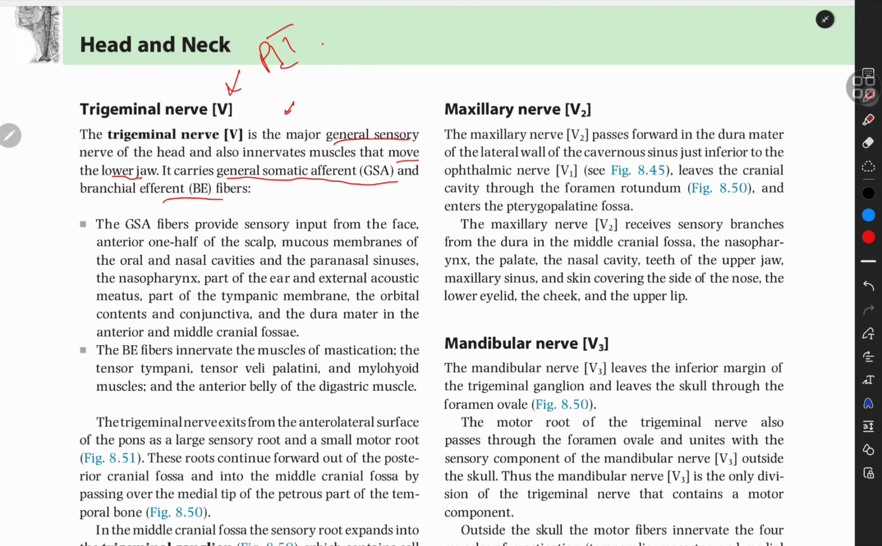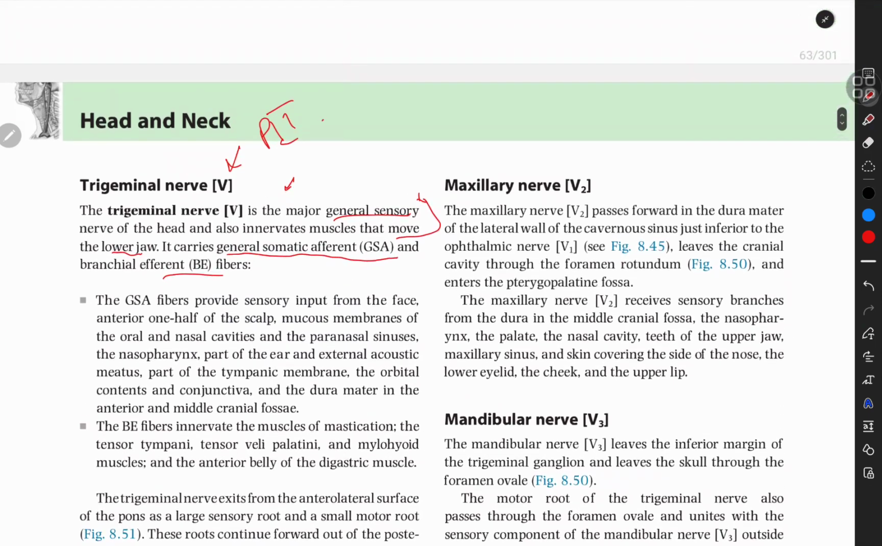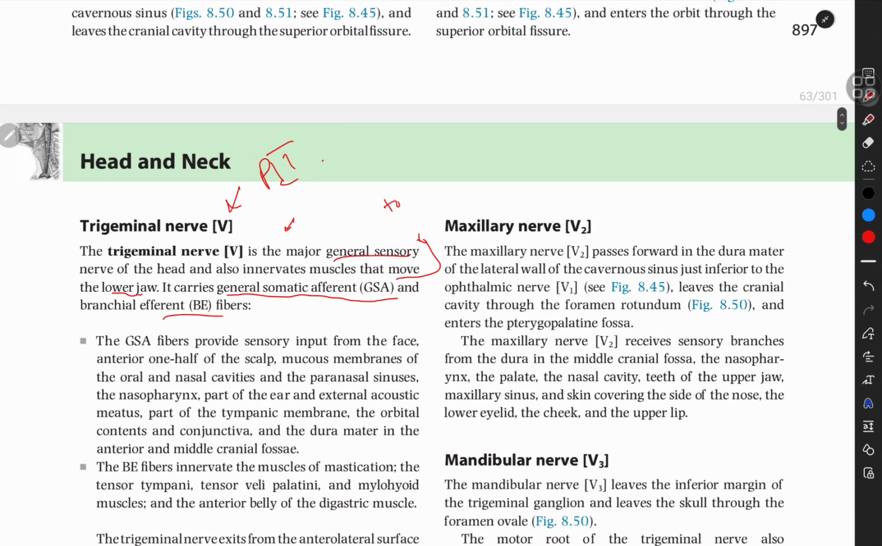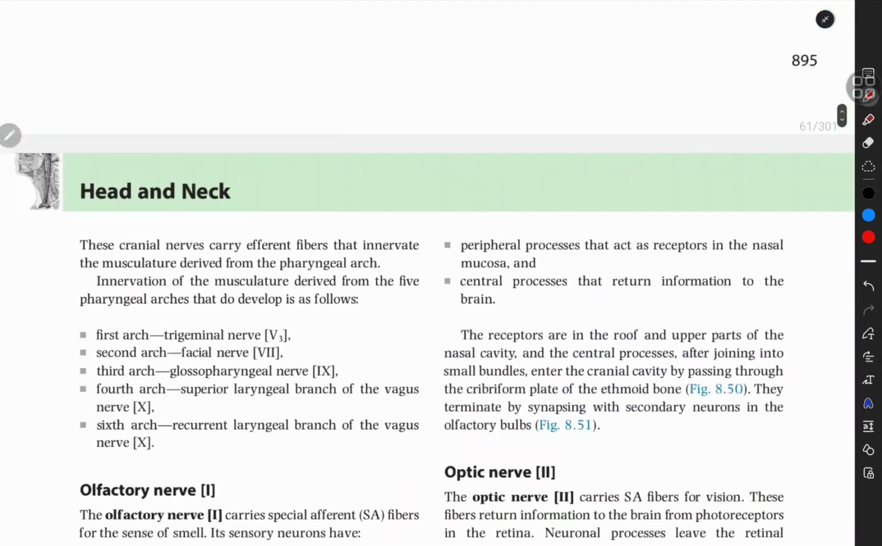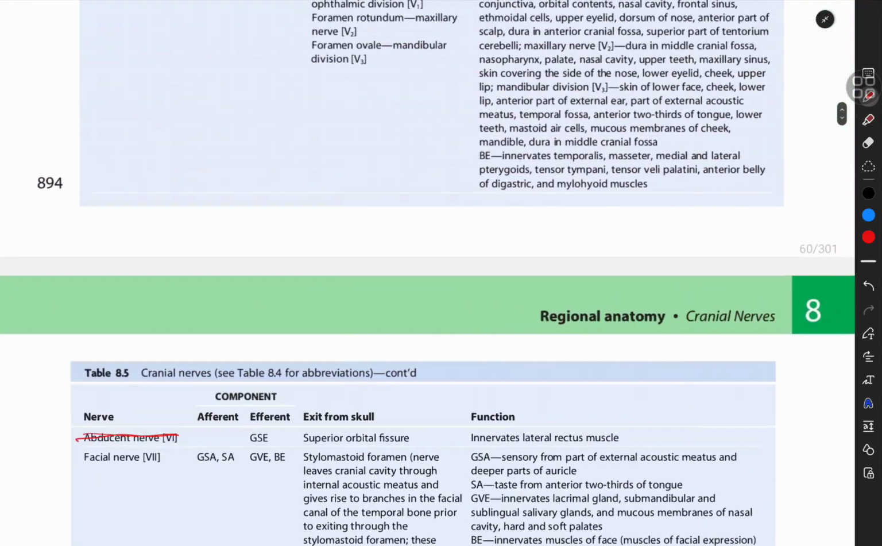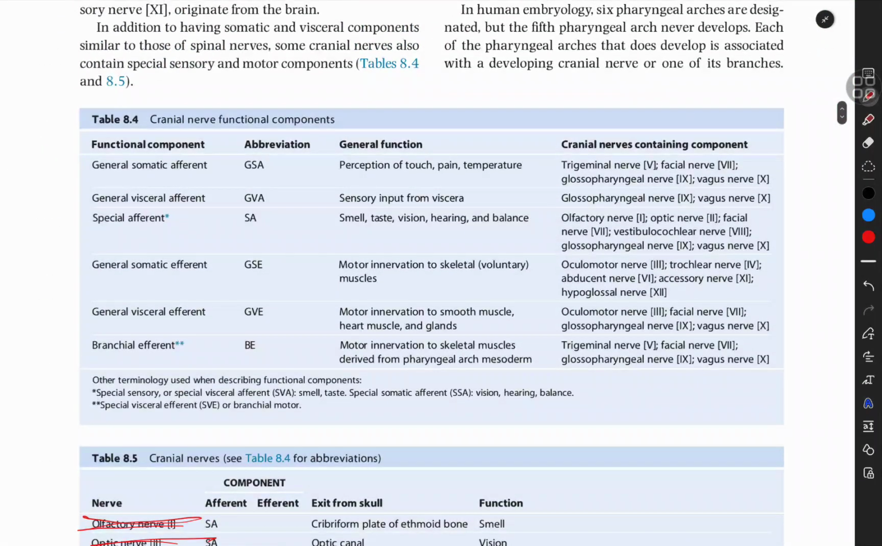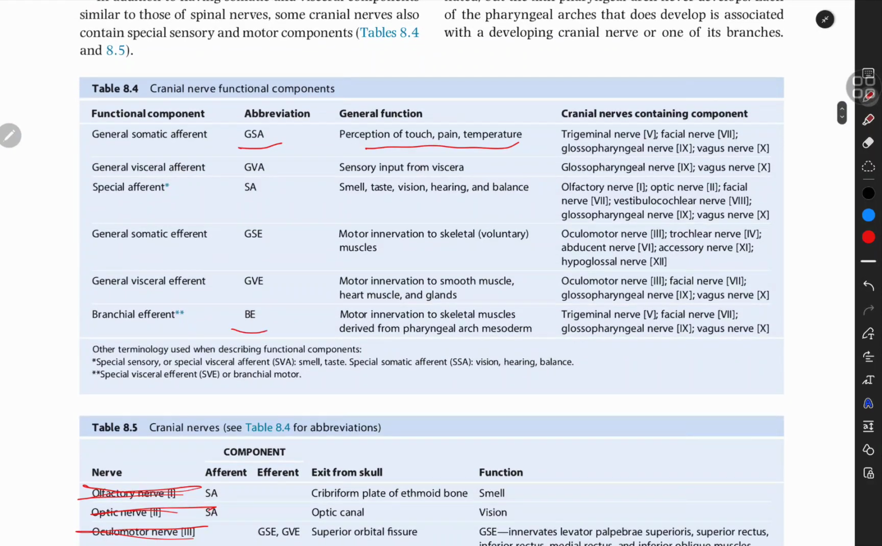General somatic afferent, so general somatic sensation like touch or pain, and temperature. And branchial efferent fibers provide motor innervation to skeletal muscles derived from the pharyngeal arch mesoderm. So muscles of the lower face, neck, etc.